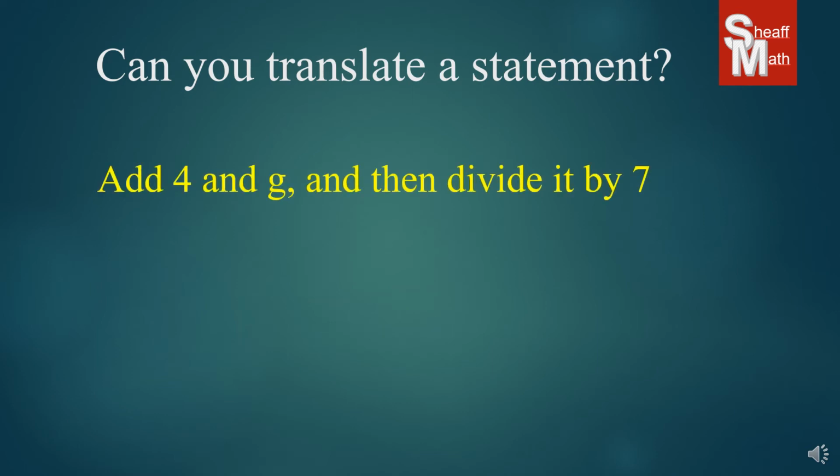All right, now we get into a little bit more complicated stuff. And so it says add 4 and G, and then divide it by 7. So since we have a division, we're going to be using a fraction. And we're going to be dividing the addition there, 4 plus G, by 7. So this is how we write it in fraction form. We add 4 and G, and then we're going to be dividing it by 7.